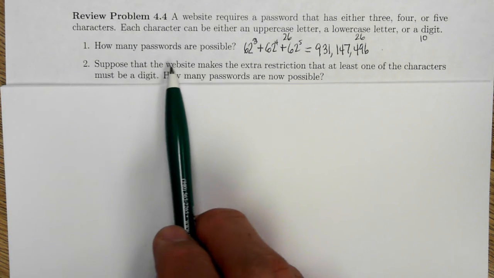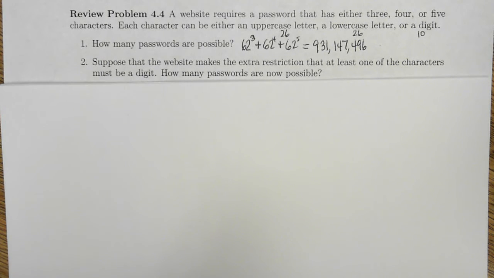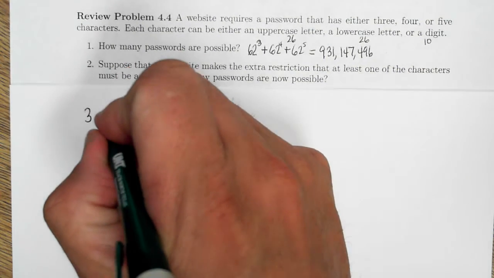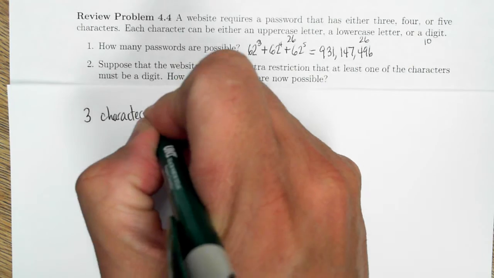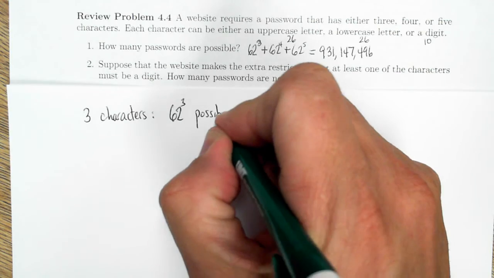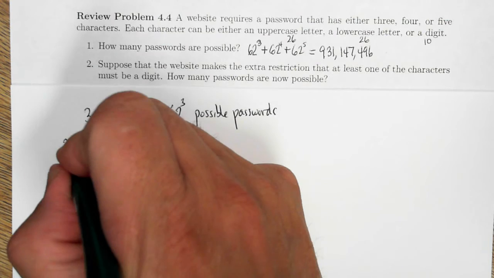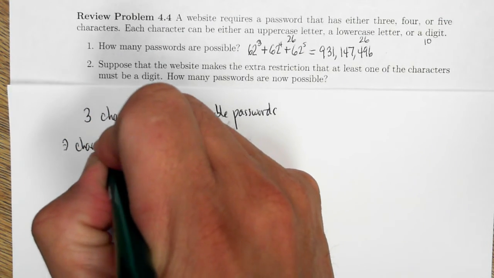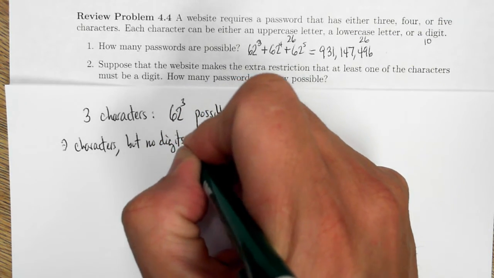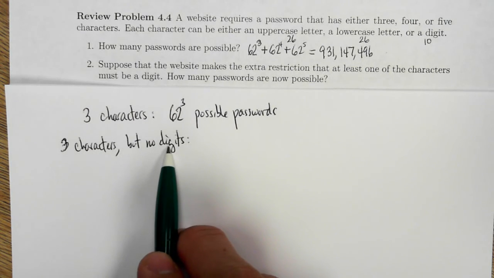Part 2. Suppose that the website makes the extra restriction that at least one of the characters must be a digit. How many passwords are now possible? So let's do the 3-character case first. 3 characters, there are 62 to the third possible passwords that we just discovered for part 1. Now let's figure out 3 characters, but no digits. Suppose that the password is 3 characters long, but none of them are digits.